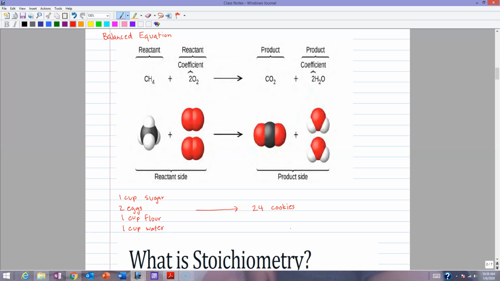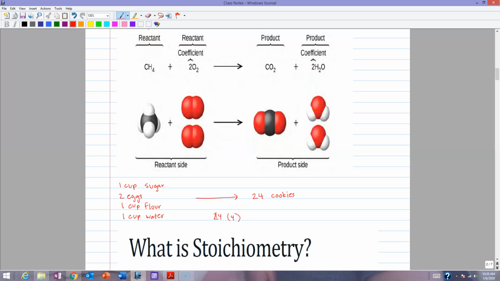Now, if I ask you how many cookies can I produce if I have 8 eggs, okay, then I could produce 4 batches of cookies because each batch is going to take 2 eggs, and I can produce 24 cookies in each batch, and I could make 4 batches. So I could make 24 times 4, and that's going to give me how many cookies I can produce. Well, what we just did was we just did a simple stoichiometry problem.